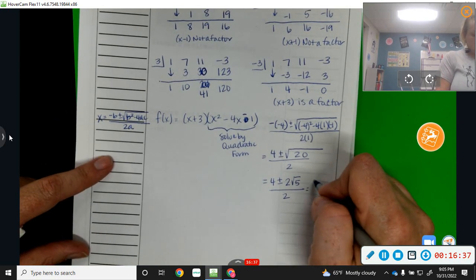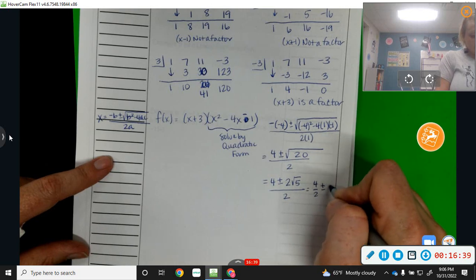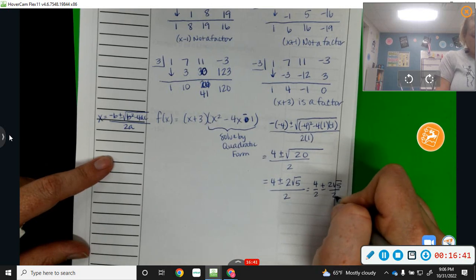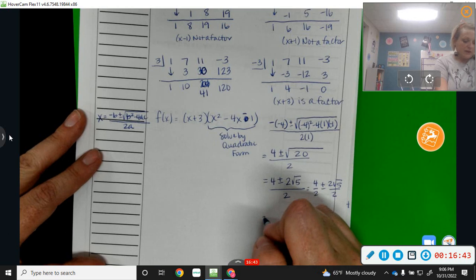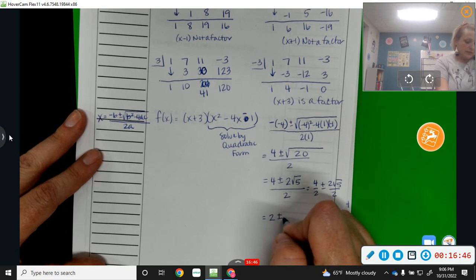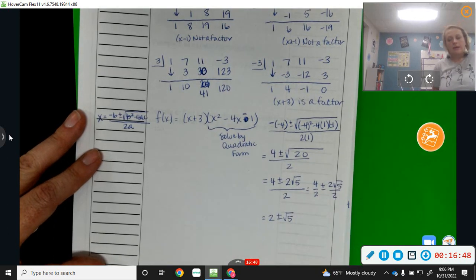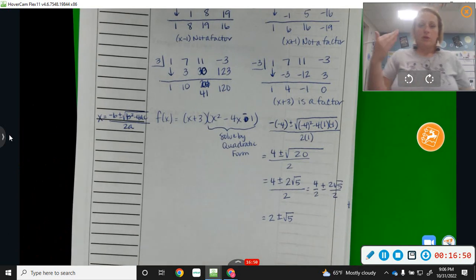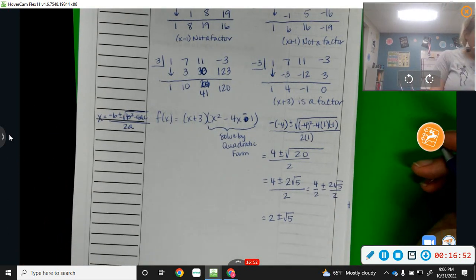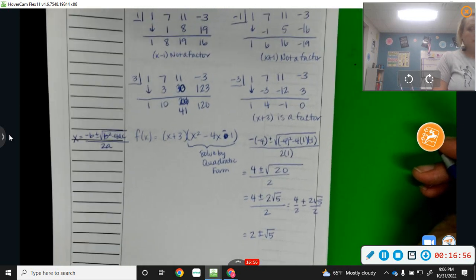And then we can split that. And then it simplifies to 2 plus or minus the square root of 5. And so those are our 3 roots. Since we have a cubic, we're going to have 3 roots. Or if we don't have 3, we at least have something with a multiplicity of something.